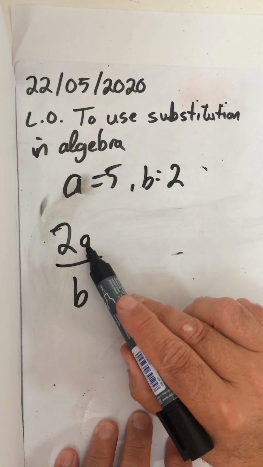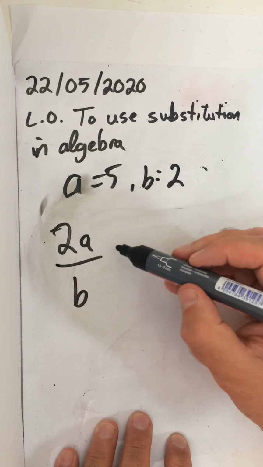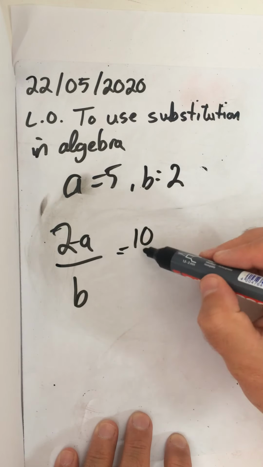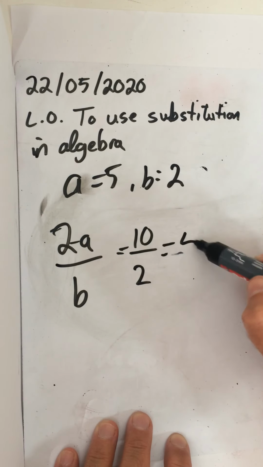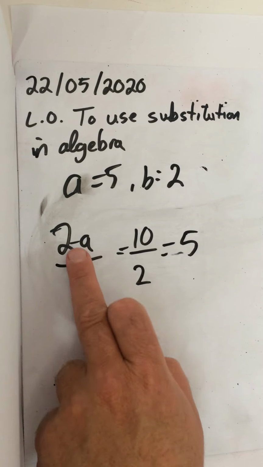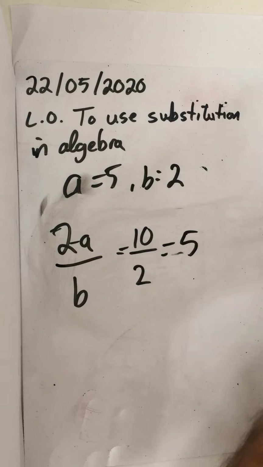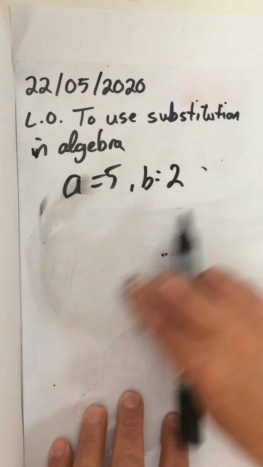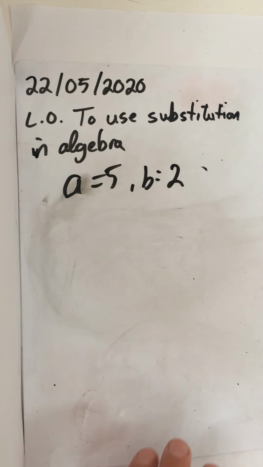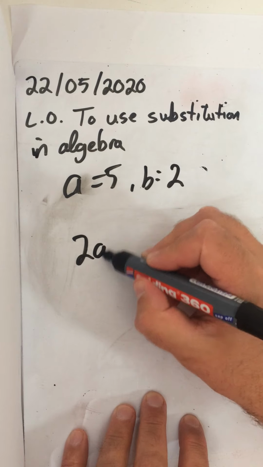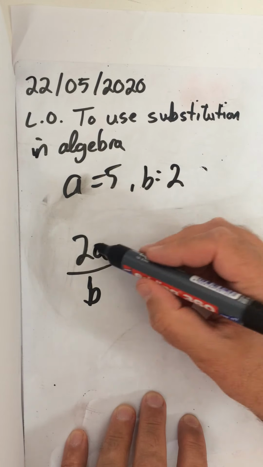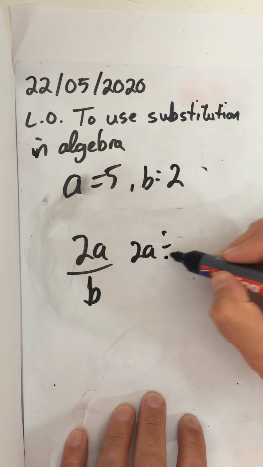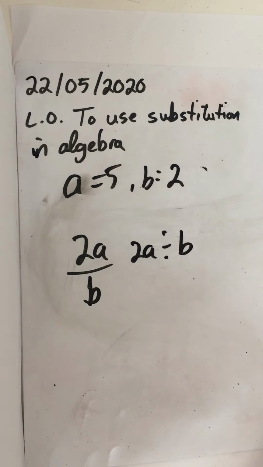You can have 2A divided by B. Well, I know that 2A is 2 times 5, so that would be 10. And then I can divide that by 2. How many 2s in 10? 5 is the answer. So it becomes 10 divided by 2, isn't it? Just remember with those, 2A divided by B, when you put one over the other.